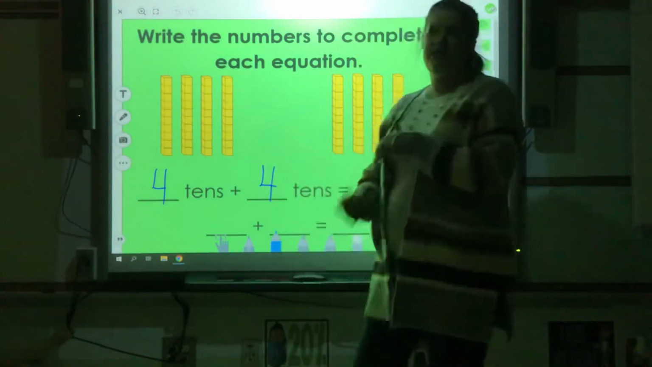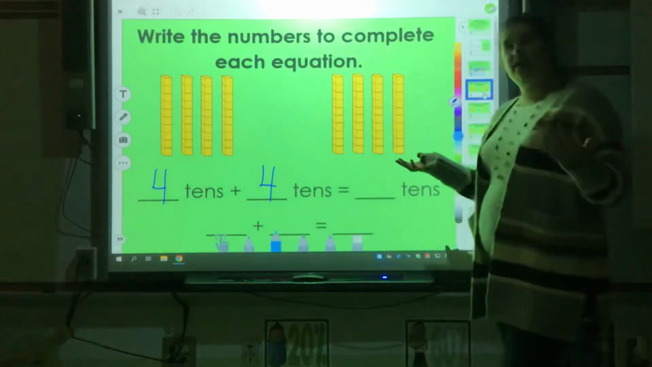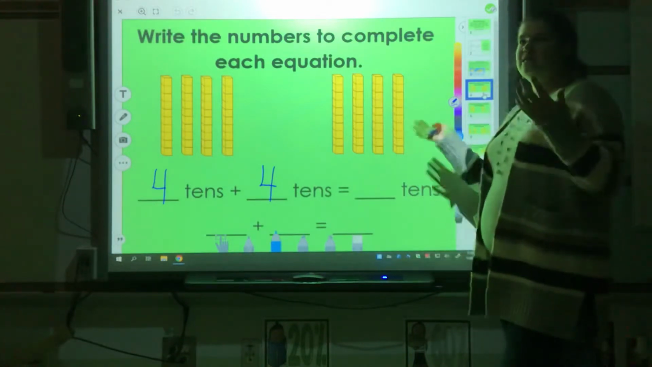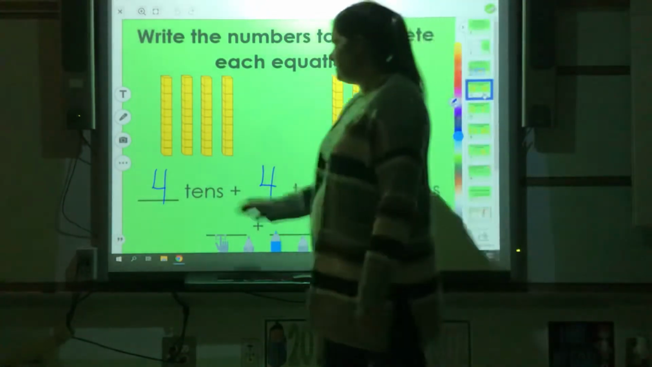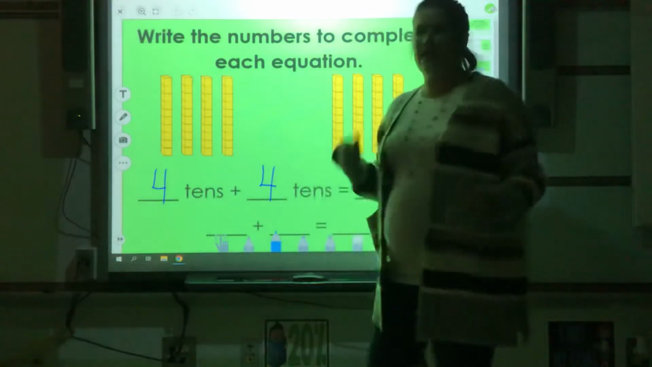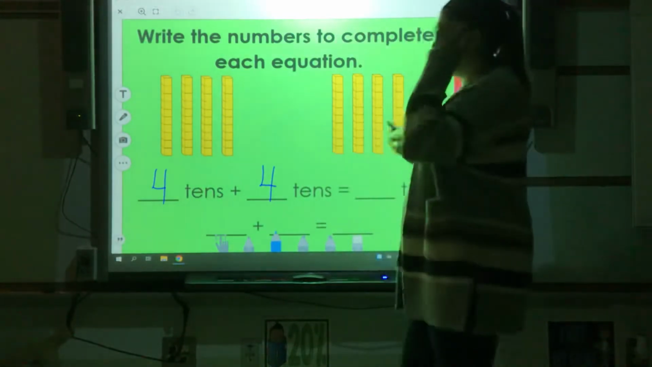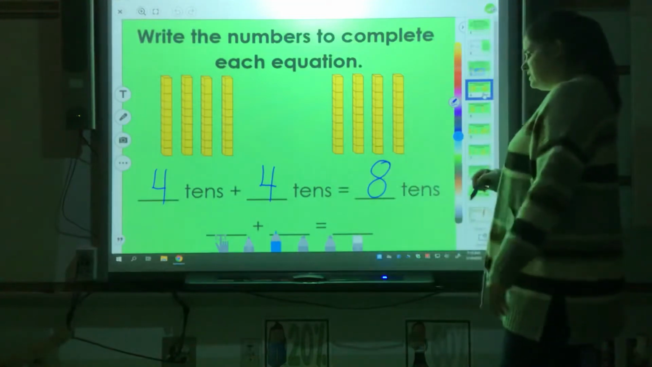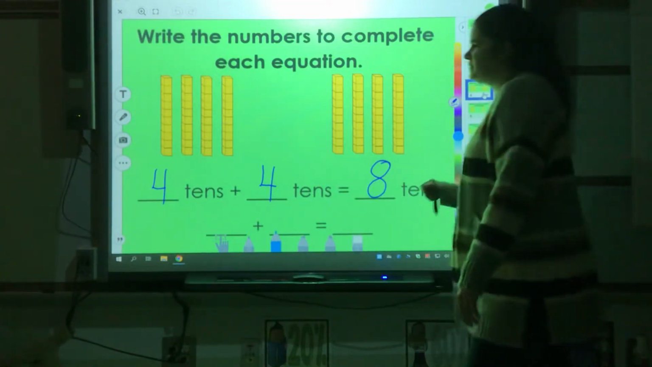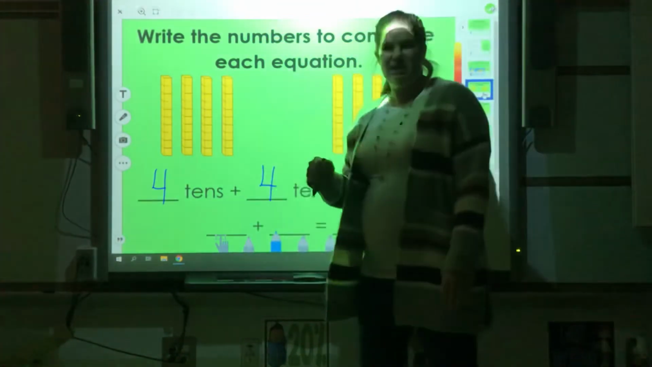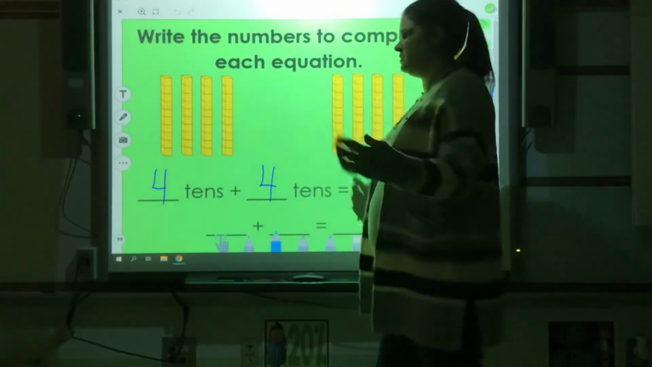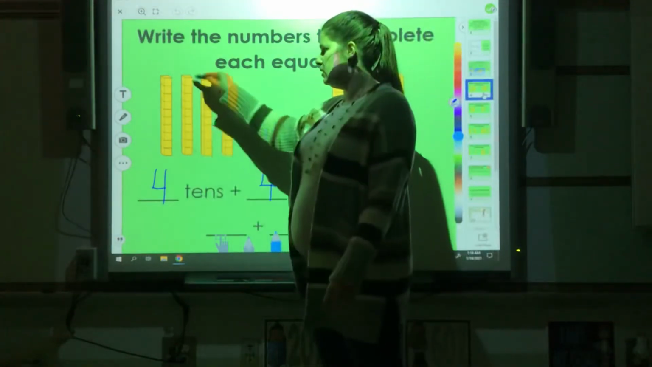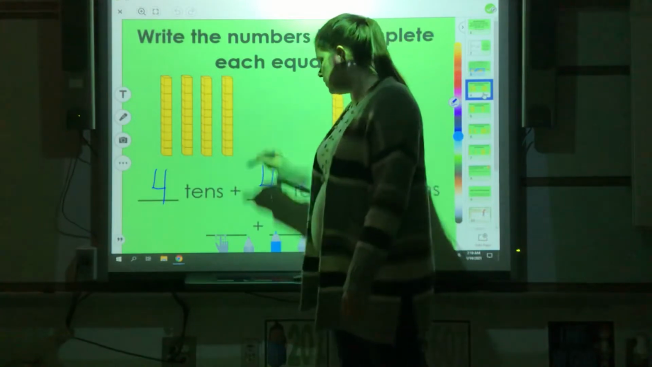Then I need to see how many tens I have all together. Not what my answer is, but how many tens I have all together. So I have 4 over here and 4 over here. I know that 4 plus 4 is a double fact, and 4 plus 4 equals 8. So 4 tens plus 4 tens equals 8 tens. So what is 4 tens equal to? 4 tens is equal to 10, 20, 30, 40.